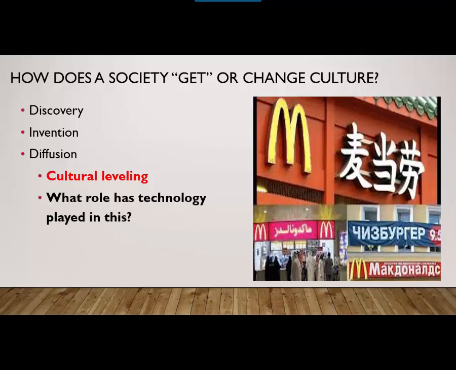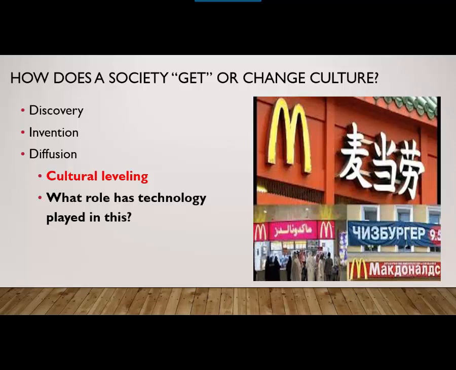And the picture that I show there of those golden arches, Mickey D's, in multiple languages just shows that compared to maybe 50 years ago and definitely 100 years ago, more and more elements of our society, American society, is popping up in other countries' culture. So we are becoming more alike than different. And that is a concept that your book discusses called cultural leveling.